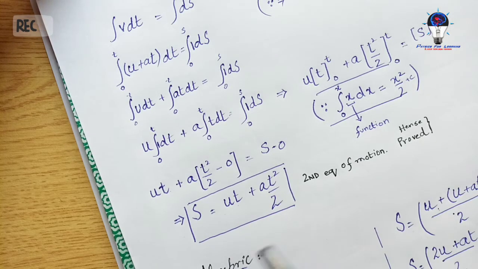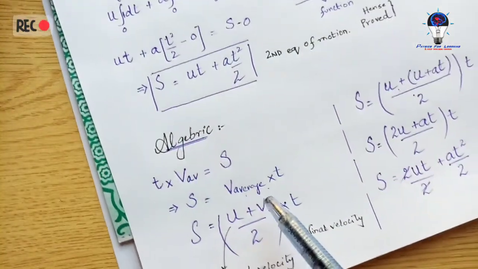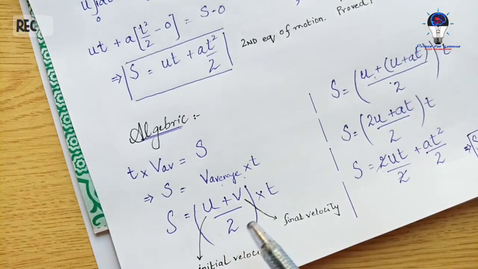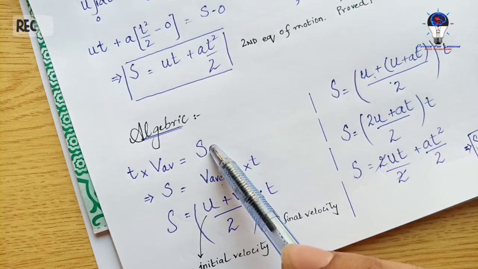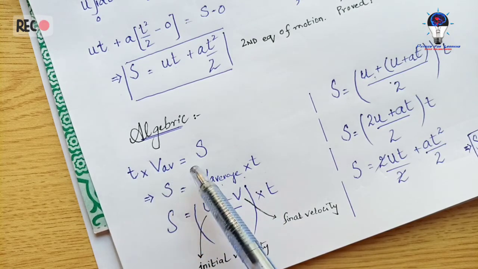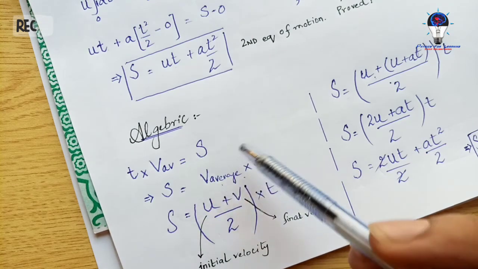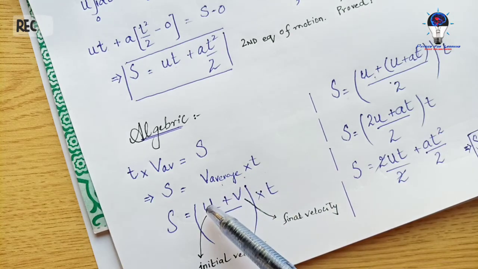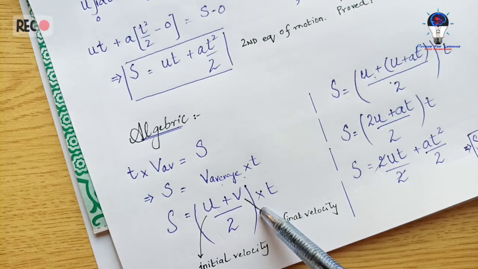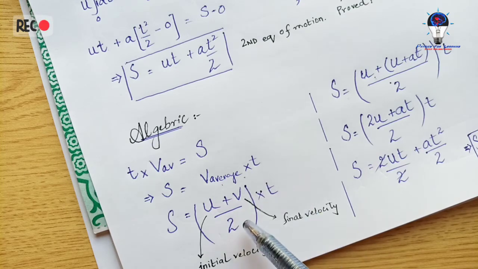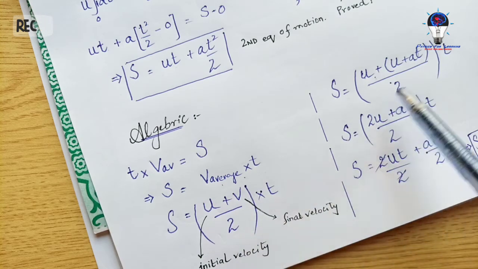Now we will derive this same equation by using the algebraic method. So this is the formula or the explanation of the algebraic method. As we all know that displacement or distance is actually the product of average velocity and time. So by putting the expression of average velocity, which is first velocity plus second velocity over 2, here we use the initial velocity plus final velocity over 2 for this expression. So by multiplying the whole factor we will get this expression.